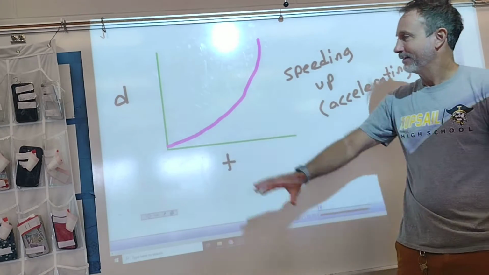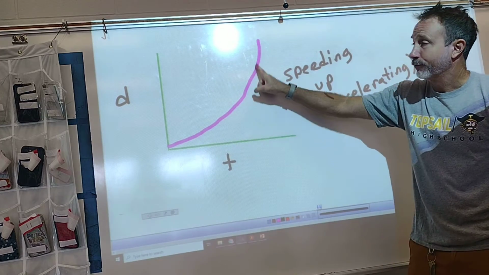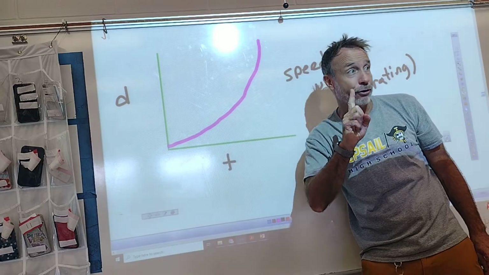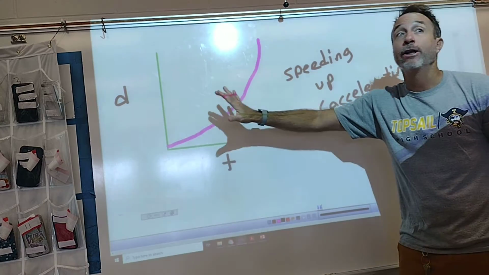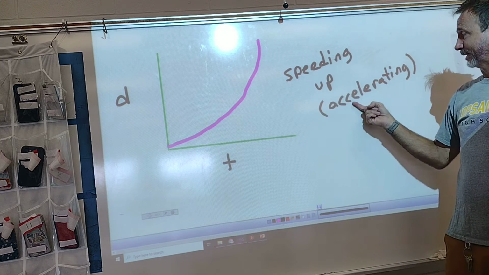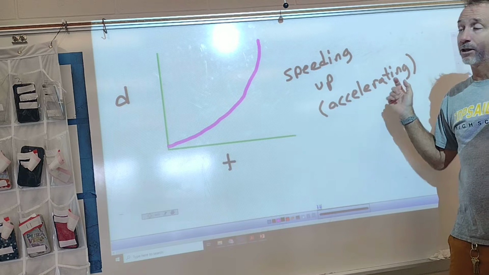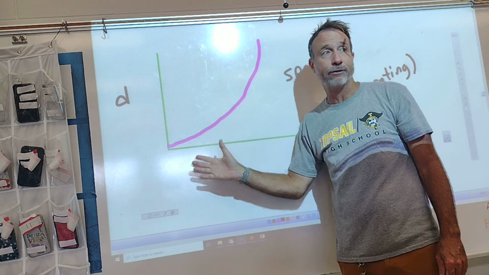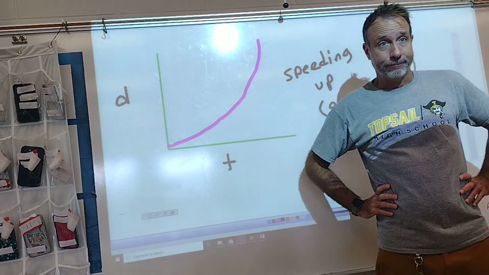All right? And then this distance over time graph, this line is curved, and you need to write this sentence in your note. A curved line on a distance over time graph shows acceleration. As long as it's a distance over time graph and you see a curve, the object is accelerating.